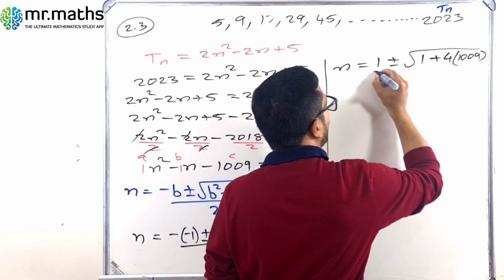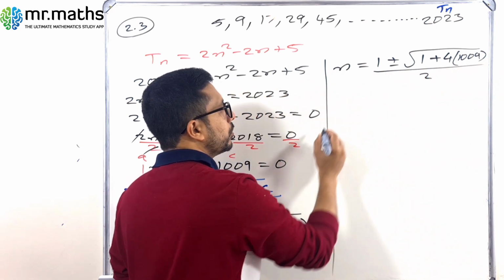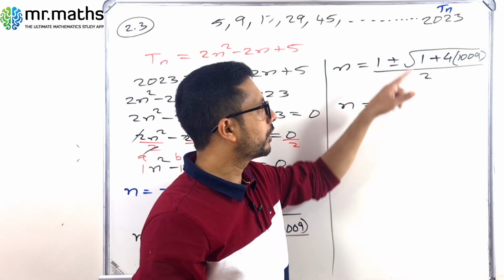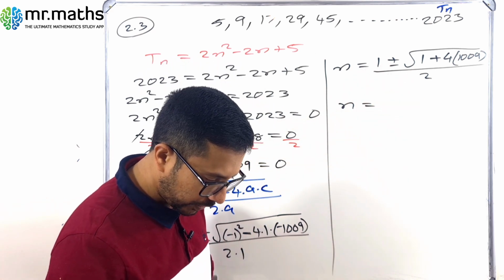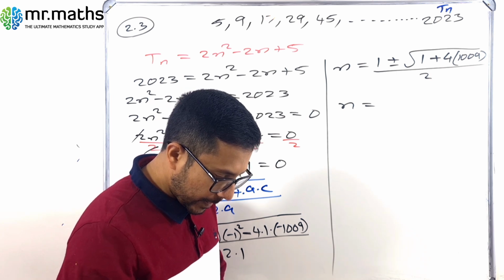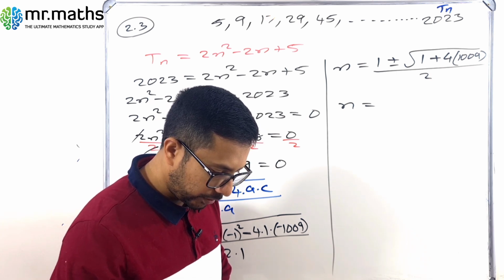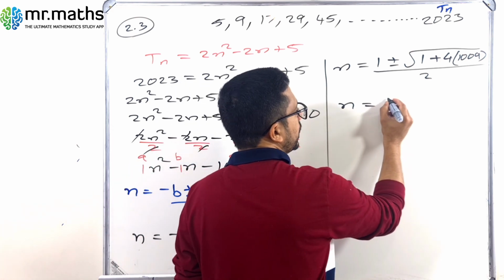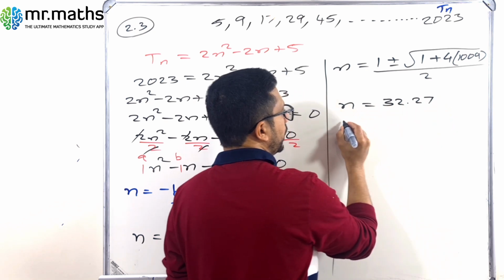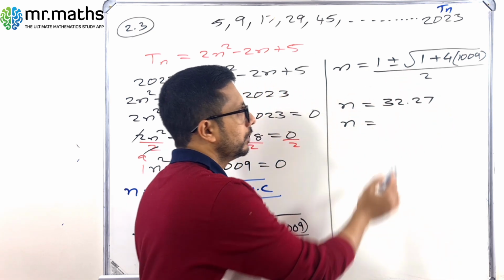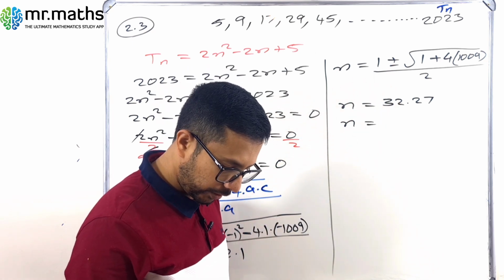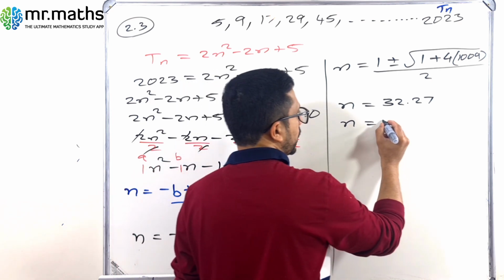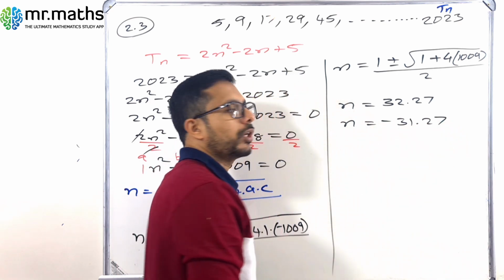1009 divided by 2 into 1 is 2. So check in your calculator for both the answers, one answer for plus, and the other one is for minus. Check in your calculator, what are the answers? 4 times 1009 divided by 2.1, 32.27. And what about the answer for the next one, minus? This minus, you just change that one as minus, minus 31.27. So now look at the values of n.